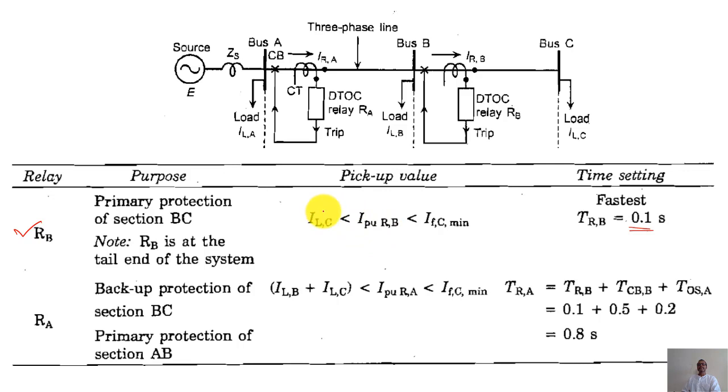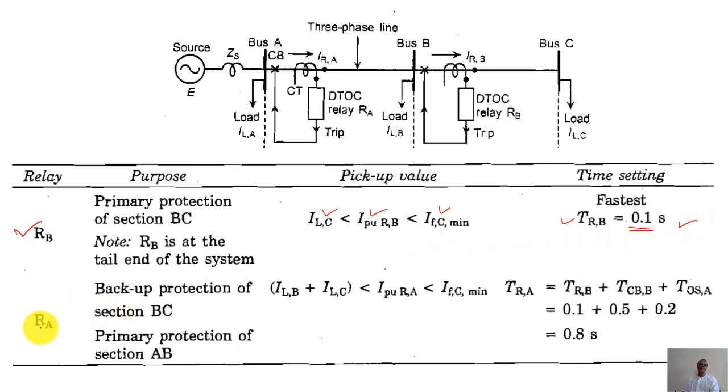It should be set between the maximum load current at bus C and the minimum fault current at bus C. By that we can set the pickup value, or pickup current, in relay B, and the time setting will be instantaneous, around 0.1 second.